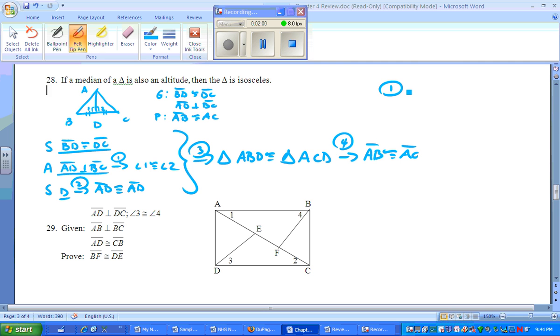4 reasons. Reason 1 was if perpendicular, then two angles supplementary and congruent. 2 was reflexive. 3 side angle side. 4 CPCTC.